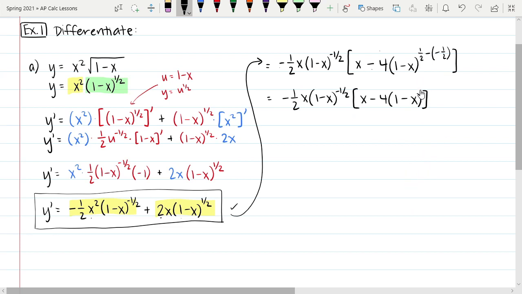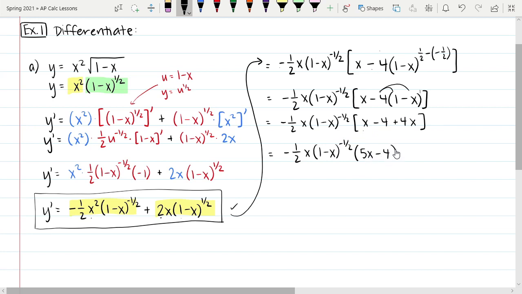And because it's to the first power, I don't need the exponent anymore. And because this is just to the first power, I can now distribute that 4, which I wouldn't have been able to do if this was any power other than just a 1. So continuing to simplify here, I now get negative 1/2 x times 1 minus x to the negative 1/2 times x minus 4 plus 4x. Now we've got negative 1/2 x times 1 minus x to the negative 1/2. And then in here I have x plus a 4x. That's going to give me a 5x minus 4.